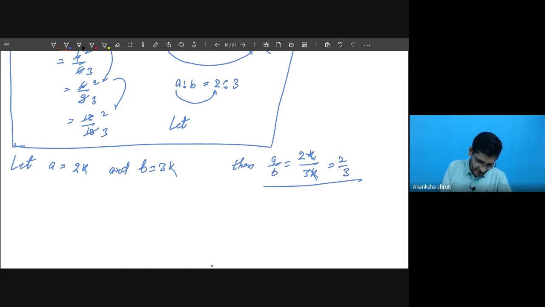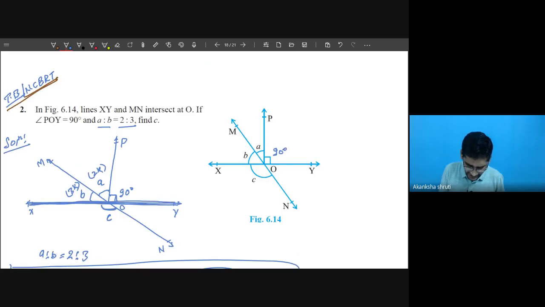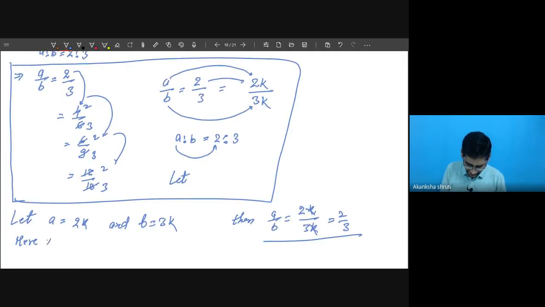you have to write here, what is the straight line? XY is a straight line. Therefore, this angle B plus angle A plus this angle 90 degrees, this will make 180 degrees. Are we getting like that? Here XY is a straight line.